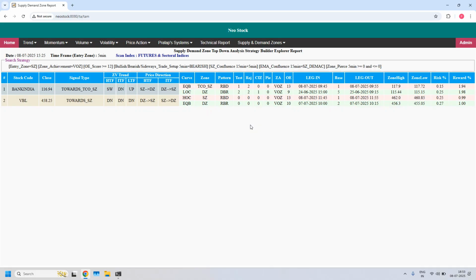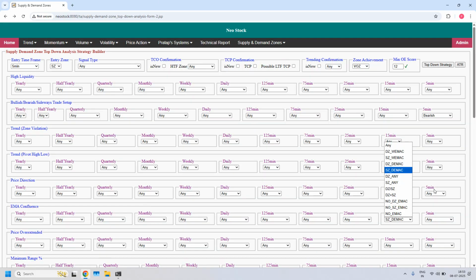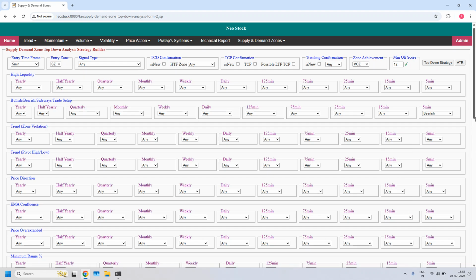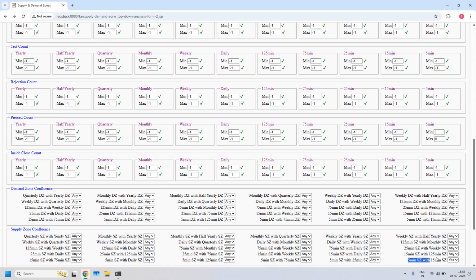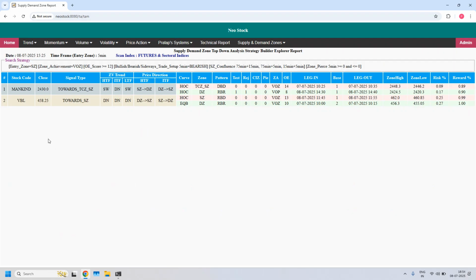Okay, next we will look into 5 minutes, 15 minutes and 75 minutes supply zone confluence supported stocks. Remove the EMA filter. In the supply zone confluence, 3 filters we have to set. First one 5 minutes and 15 minutes. Then 5 minutes and 75 minutes supply zone confluence. And 15 minutes and 75 minutes supply zone confluence. By enabling all the 3 filters, we got only 2 stocks.